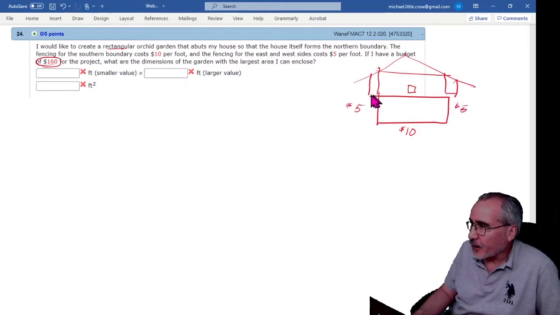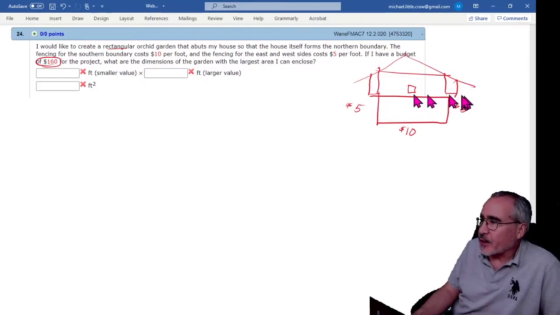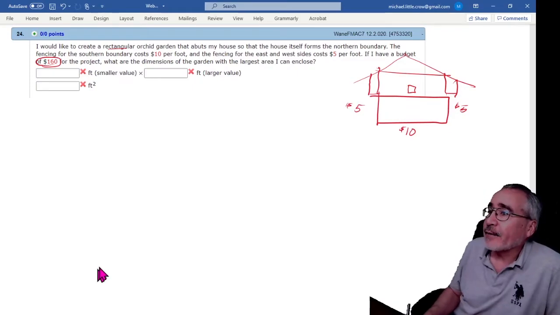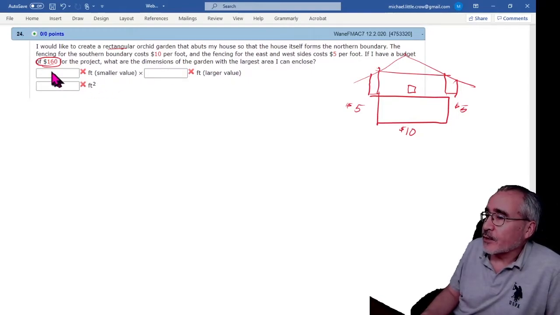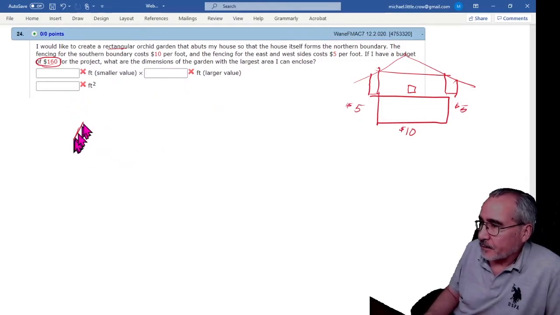We'll just make our house a little bit bigger. So whatever we make with the garden, we're going to use up our budget before we overrun the house. That's just something we have to make an assumption of. And then again, we want the largest area and we want the dimensions. So we want the base times the height. Area is equal to length times width.